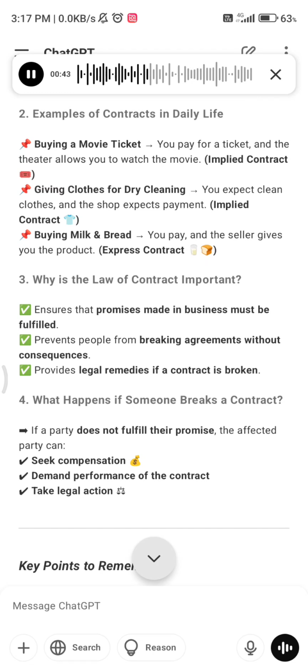3. Why is the law of contract important? Ensures that promises made in business must be fulfilled. Prevents people from breaking agreements without consequences. Provides legal remedies if a contract is broken.